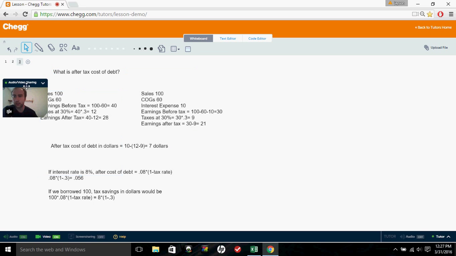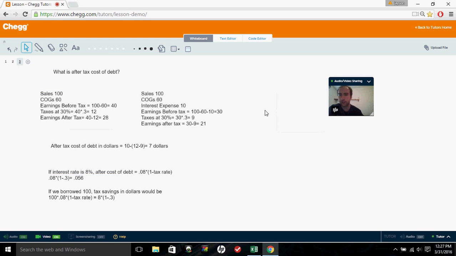Now, the one other thing I'd like to go over when we're talking about weighted average cost of capital is the cost of debt. Usually, we want the after-tax cost of debt, meaning how much are we really paying after factoring in the savings on taxes that we have by having interest expense on our income statement.